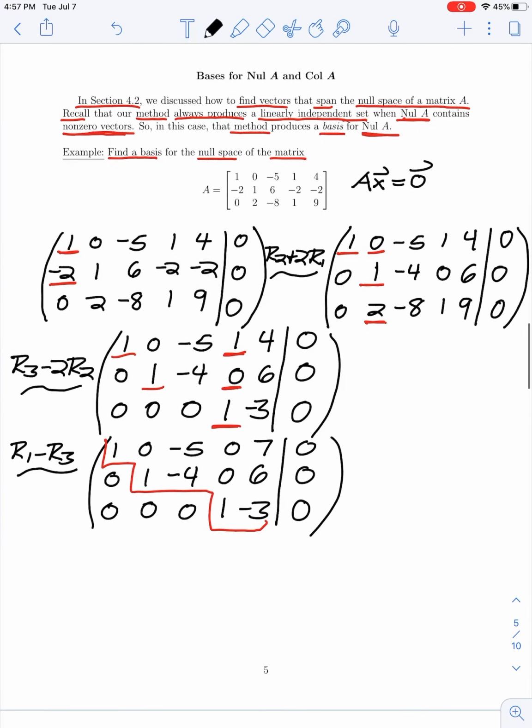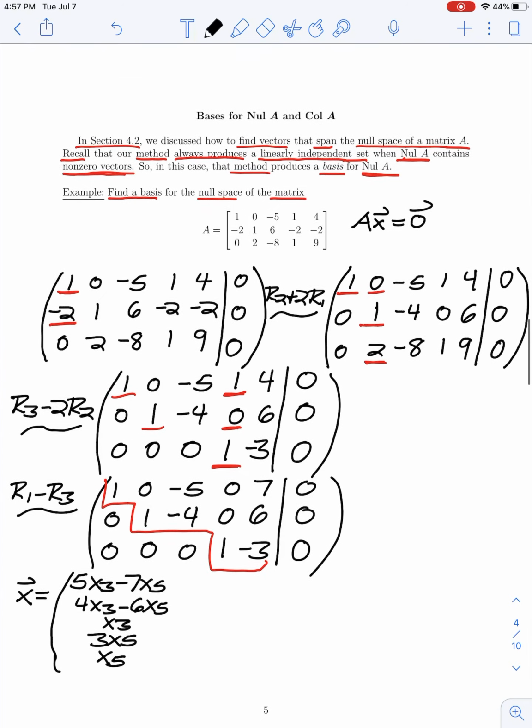So our solution set for this equation, which will give us a description of the null space, is the set of vectors x in R5, where our first component, x1, is equal to 5x3 minus 7x5, using row 1 of this matrix. x2 is given by 4x3 minus 6x5, using the second row of our matrix. x3 is a free variable. x4, using the third row of my matrix, is equal to 3 times x5, and x5 is a free variable.